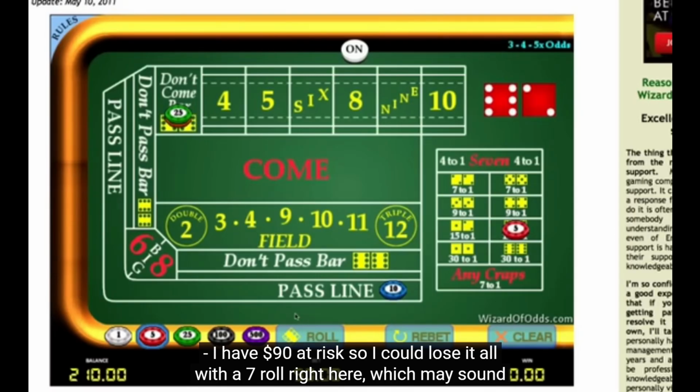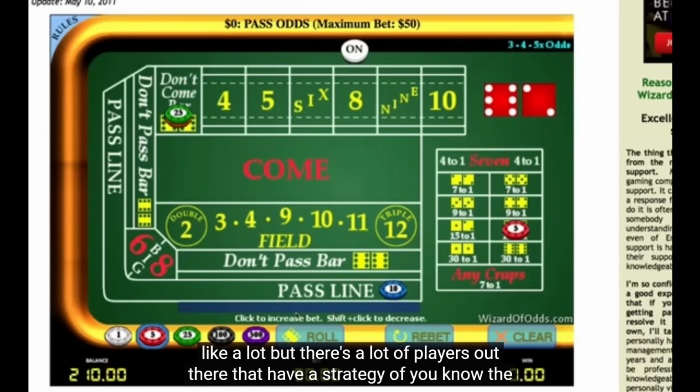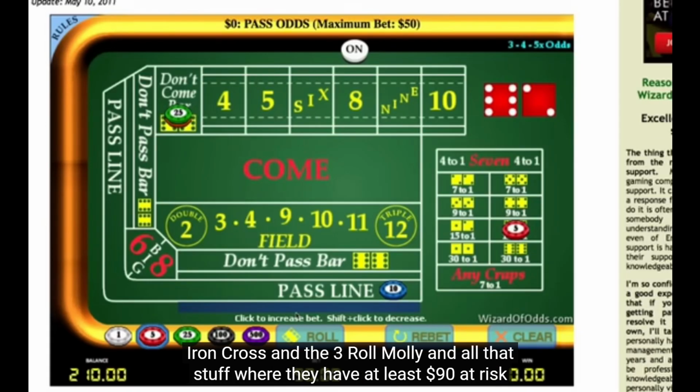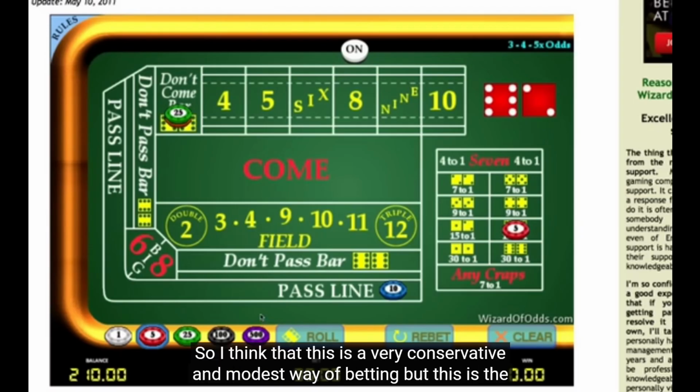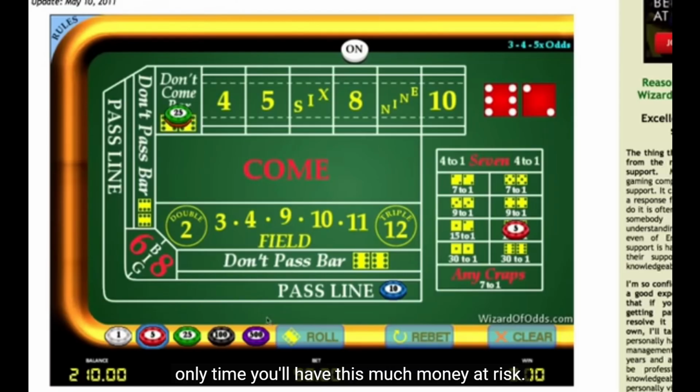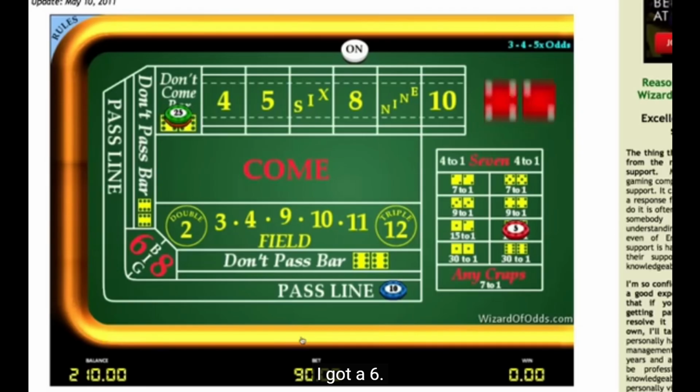I could lose it all with a 7 roll right here, which may sound like a lot, but there's a lot of players out there that have a strategy of the iron cross and the 3-roll molly and all that kind of stuff, where they have at least $90 at risk on any given roll. In fact, multiple rolls in a row. So I think that this is a very, very conservative and modest way of betting. But this is the only time you'll have this much money at risk. So let's roll and see what happens.